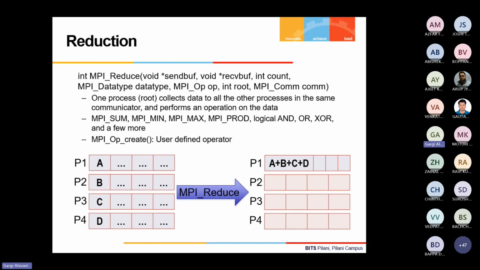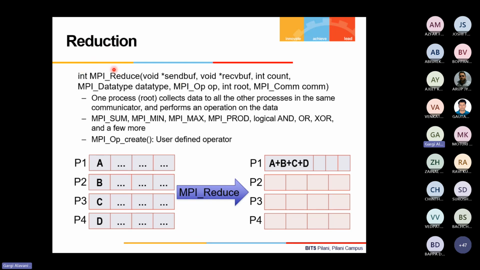MPI reduce is another function which you can use. Now here what is happening? The data that each of them had is collected and a function is applied. The function could be any function, as you can see here. It could be an MPI sum, an MPI minimum, finding a maximum, or finding the product of all the elements. It could be AND-ing all the elements, or it could be OR, XOR, and there are a few more functions which you can use with this reduction function.